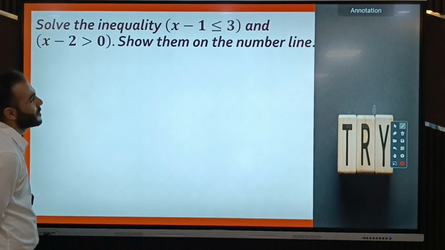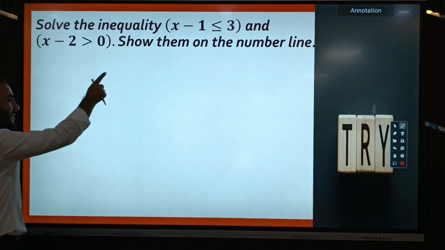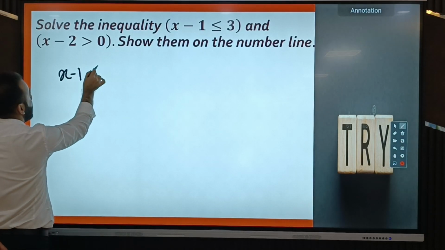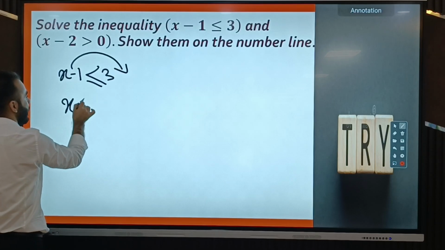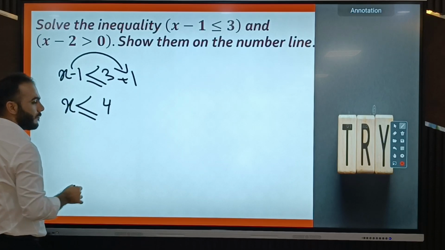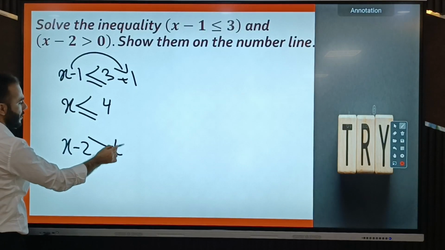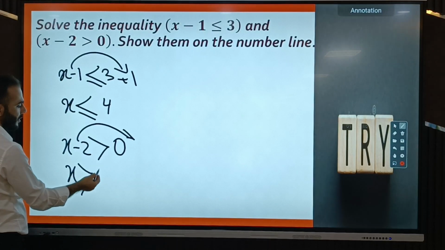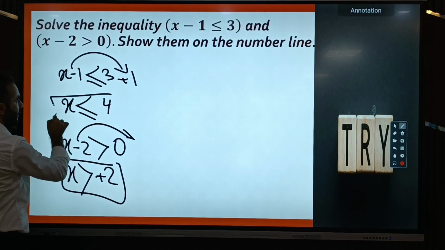Compound inequalities. This time again it's "and", so it's the intersection part, be careful. Whenever it's "and", think about the intersection part. Okay, x minus 1 less than or equal to 3. Move this negative 1 to the other side, so it's going to become x less than or equal to 1 plus 3, 4. And the second one, x minus 2 greater than 0. Move this negative 2 to the other side, so x greater than positive 2. That is the second solution, and here is the first solution.